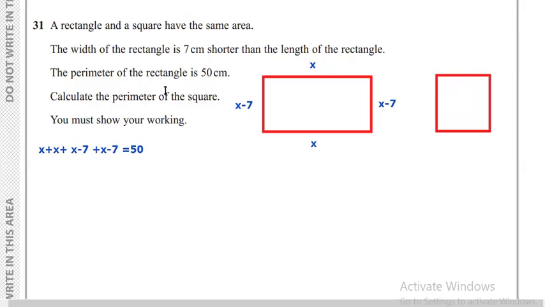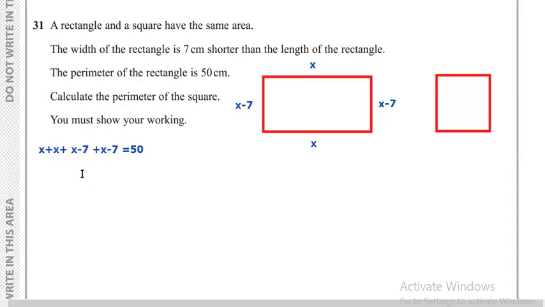So this is the first information that I have about the rectangle, that the perimeter of the rectangle is 50 centimeters. Now I'm going to use this information to find the rest of the lines. I'll find x, and I'll find all the lengths of the sides of the rectangle, and then use it to calculate the perimeter of the square.